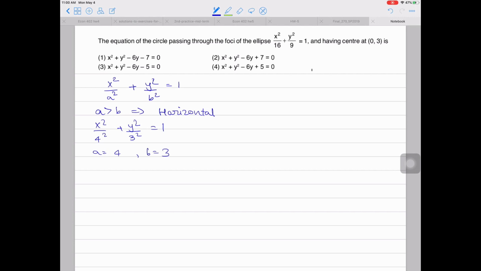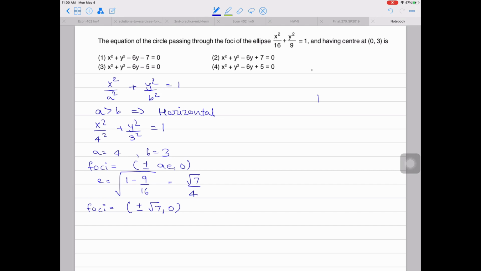And we know that for a horizontal ellipse, the foci are (plus minus ae, 0), where e is the eccentricity of the ellipse. And we can calculate e, that is square root of 1 minus b squared over a squared, which gives us a value of root 7 by 4. And we multiply this by our a, which is 4. So the foci we get are (plus minus root 7, 0).